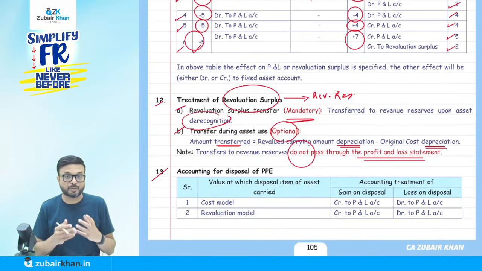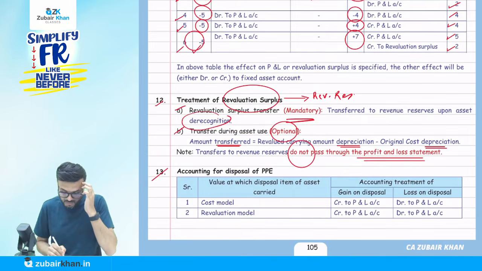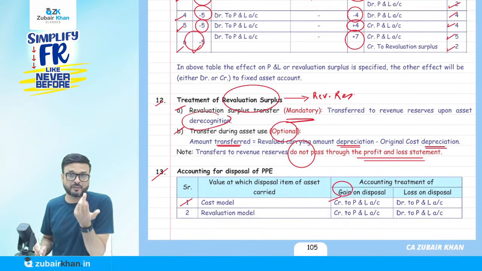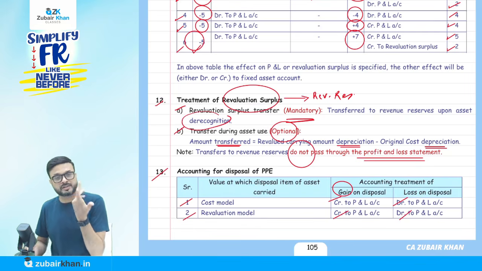Okay, now accounting for disposal of PPE. When we sold the asset, profit or loss will go to the profit and loss account. This is the cost model: gain on disposal, credit to P&L account, it's a profit. Loss, debit to P&L account. Revaluation model: gain, credit to P&L; loss, debit to P&L account.